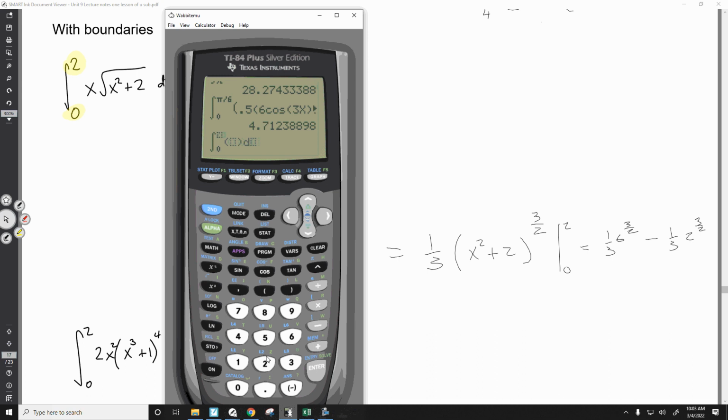Since my calculator now can help me, my calculator can accumulate using a Riemann sum type approach. It will accumulate that function from 0 to 2. It gives me this answer, 3.956, which is 1/3 times 6 to the 3/2, minus 1/3 times 2 to the 3/2.